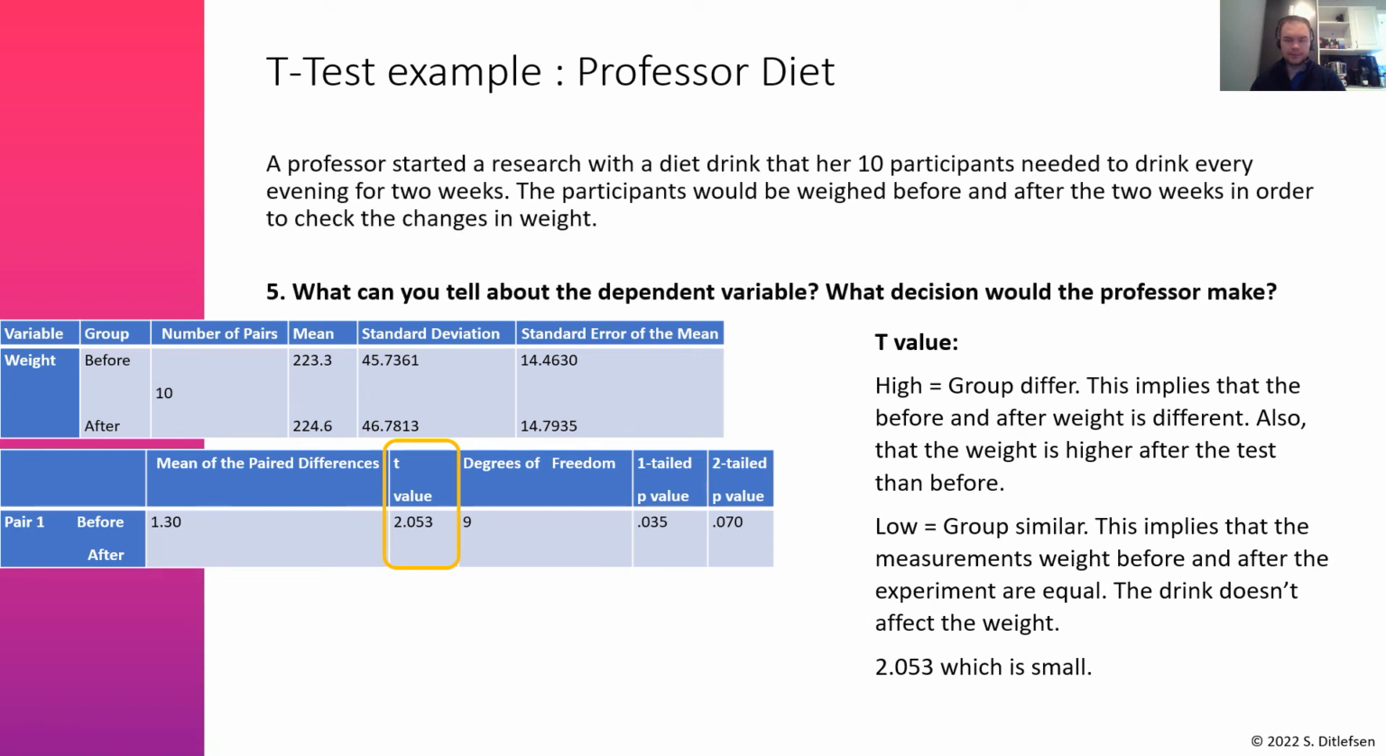Okay, the t-value. High means the groups differ, and low means the groups are similar. If it's high, this implies that the before and after weight is different, and also that the weight is higher after the test than before. Low means the groups are similar. This implies that the measurements of weight before and after the experiment are equal. The drink doesn't affect the weight. And we have 2.053 pounds, which is a small number. The groups are similar. It's not different.